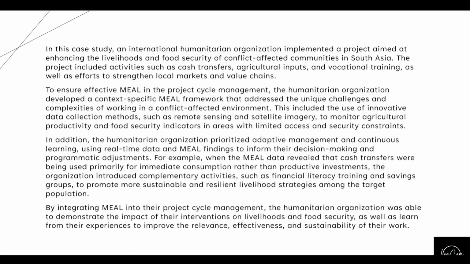By integrating MEAL into their project cycle management, the humanitarian organization was able to demonstrate the impact of their interventions on livelihood and food security, as well as learn from their experience to improve the relevance, effectiveness, and sustainability of their work.